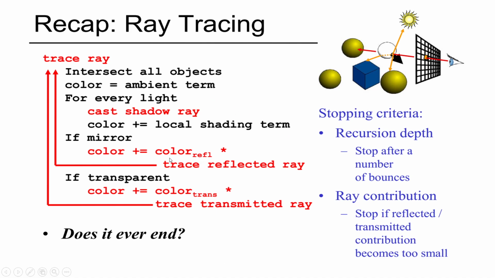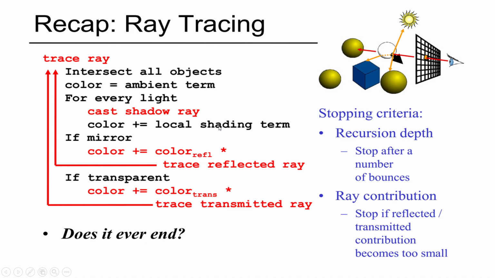And notice that both the reflected ray and the refracted ray ask for us to recursively call the same ray tracing function again, right? So there can be some scenario where this recursion goes on indefinitely, causing our system to crash.